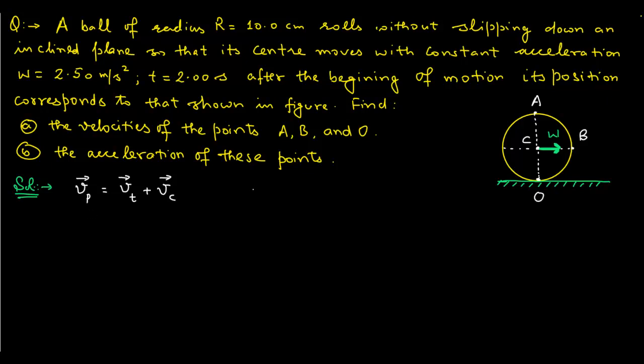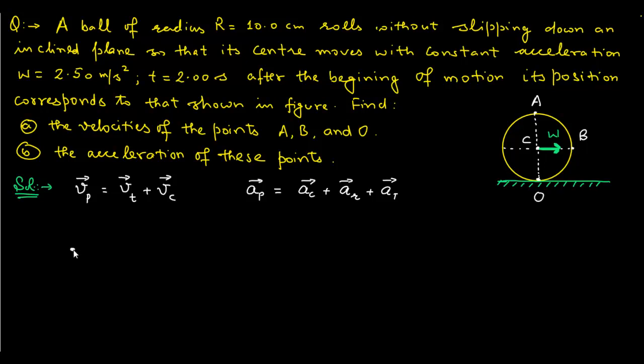And for the acceleration of a given point, the acceleration is equal to the vector sum of three accelerations: the acceleration of center of mass, plus the radial or centripetal acceleration, plus the tangential acceleration. This vector sum is equal to the acceleration of any point in such a case of pure rolling. So let's first talk about this point O.